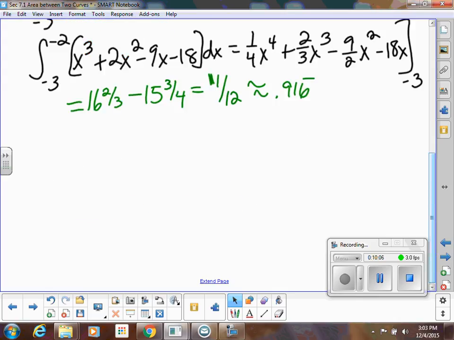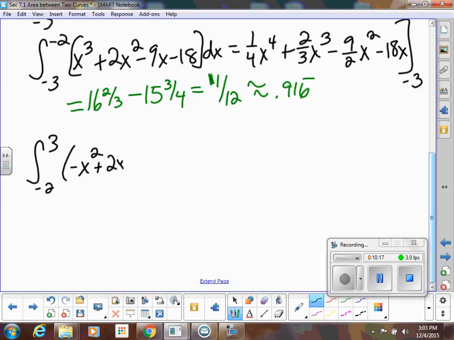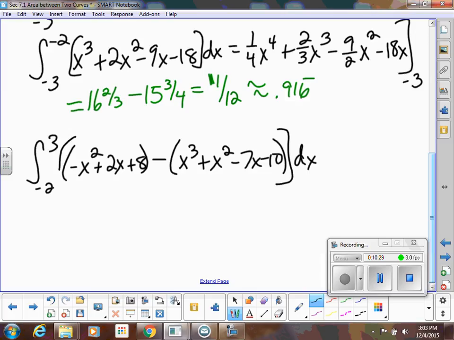All right, now we're ready to do the big area. Big area goes from -2 to +3, and this time we're doing the parabola on top minus the cubic on bottom. All right, so combine our like terms again.